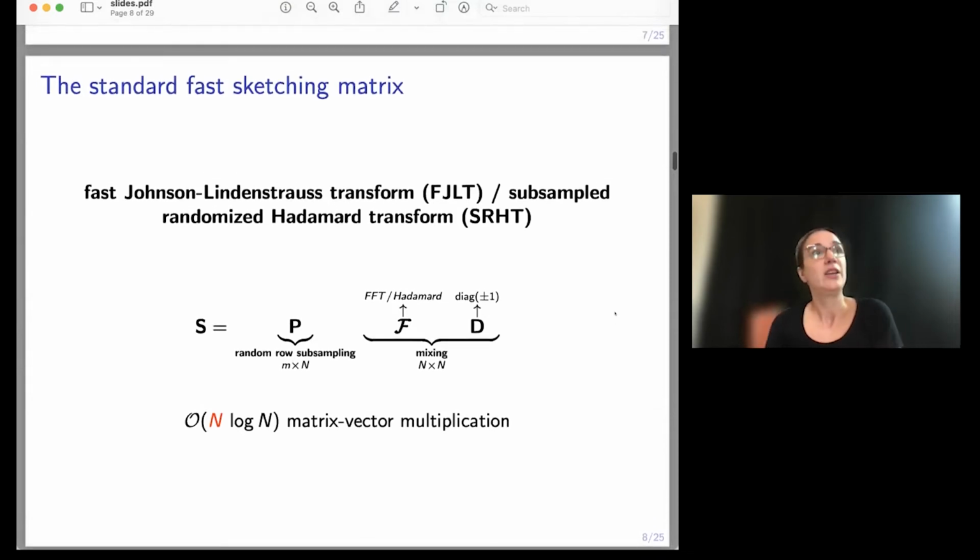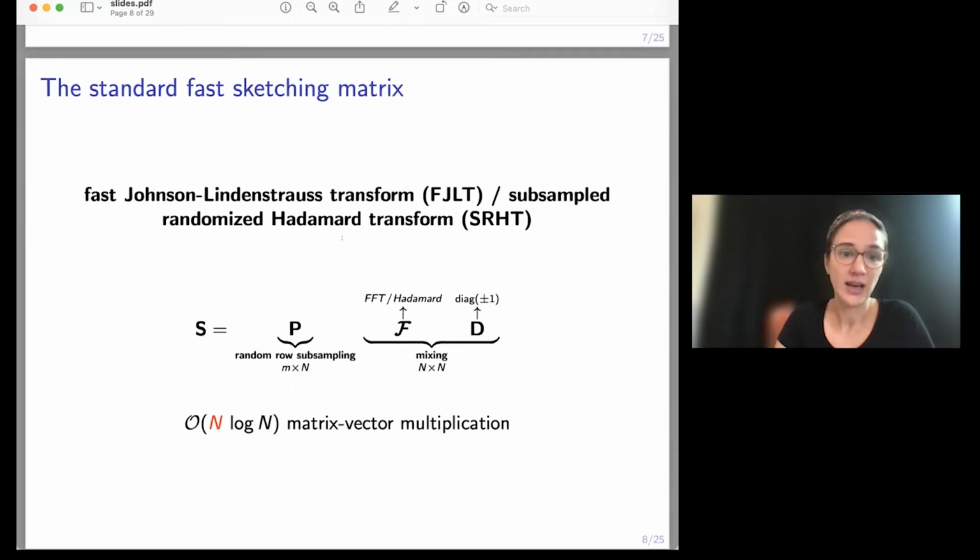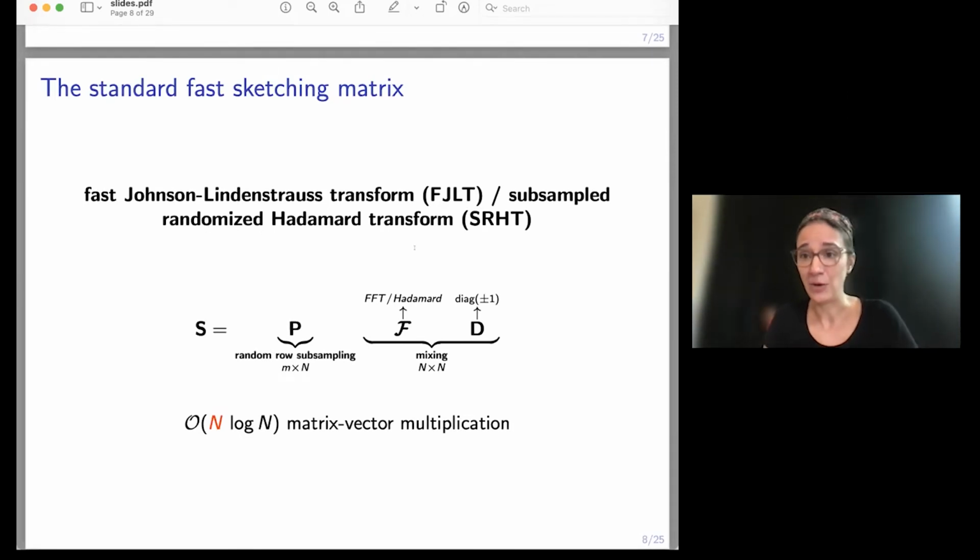So for doing sketched least squares problems, when we don't assume sparsity structure of the matrix A, when we don't assume anything, erasing even the assumption of tensor structured columns, the canonical fast sketching matrix S for doing these sketchings has many names coming from different communities. In this talk, I call it the fast Johnson-Lindenstrauss transform, or subsampled randomized Hadamard transform.